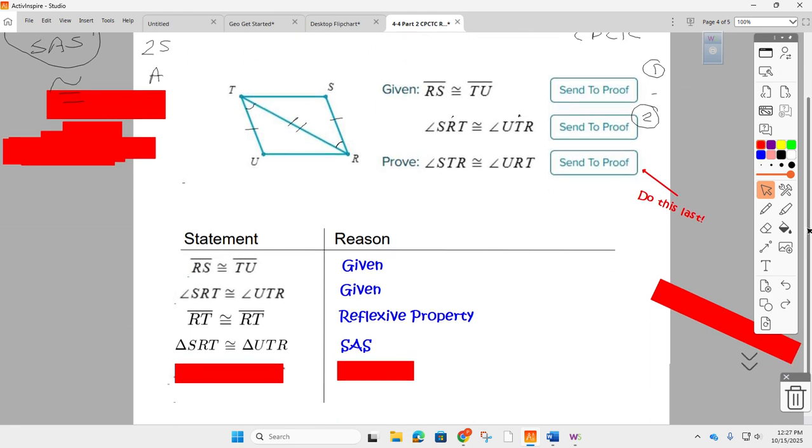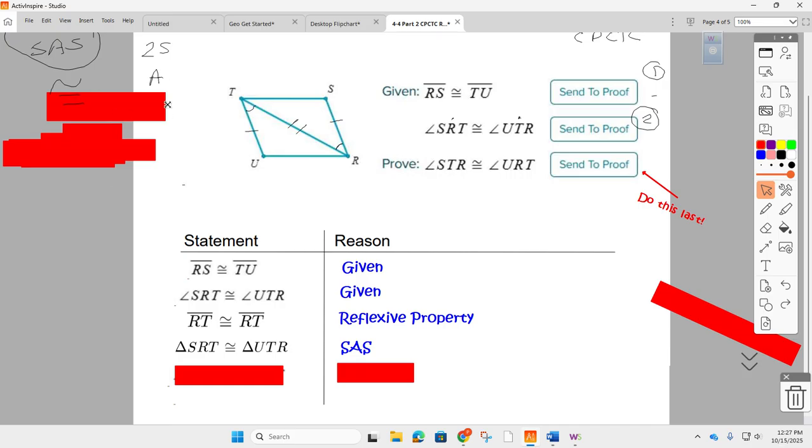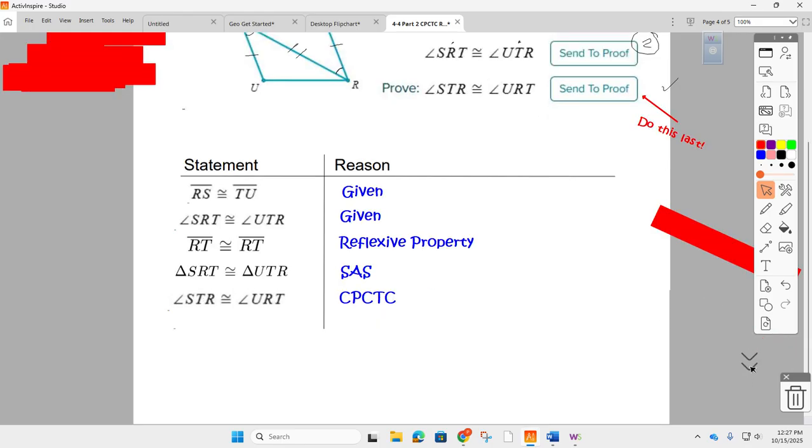All right, so once we know that the triangles are congruent, now we get to send this to proof. Send that last congruent statement to proof. It's going to populate this for you, and you have to know to populate the corresponding parts of congruent triangles are congruent. Any questions? It'll say CPCTC, or it'll say corresponding parts of congruent triangles are congruent. So say one or the other. Right? It's going to give you a shortcut, or it'll give you the whole thing in there.